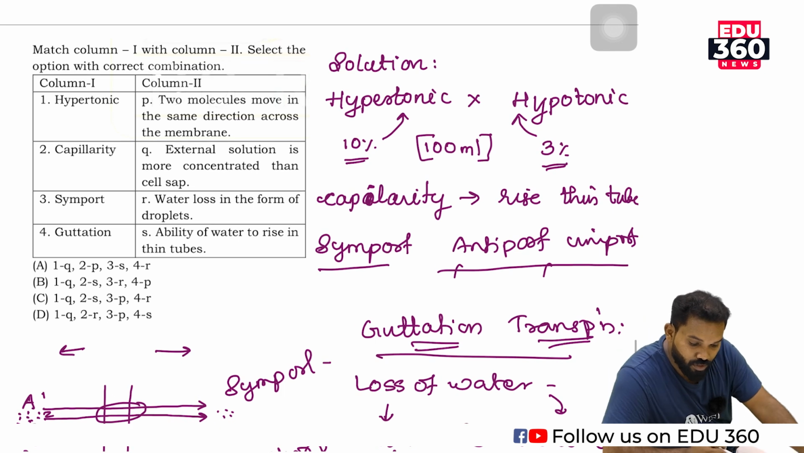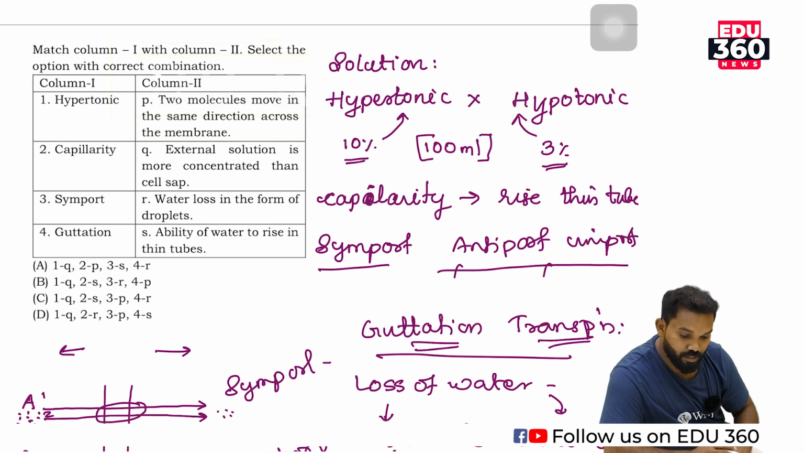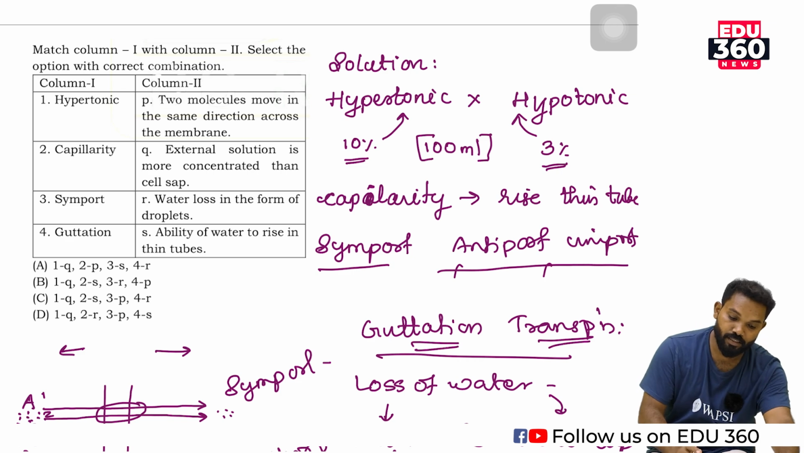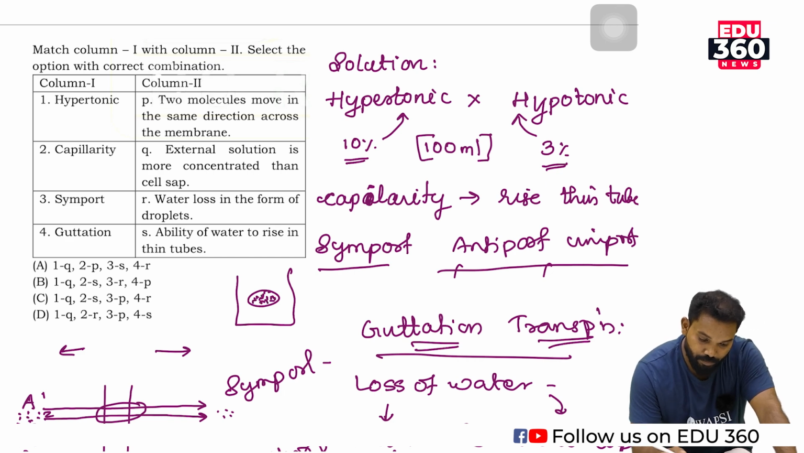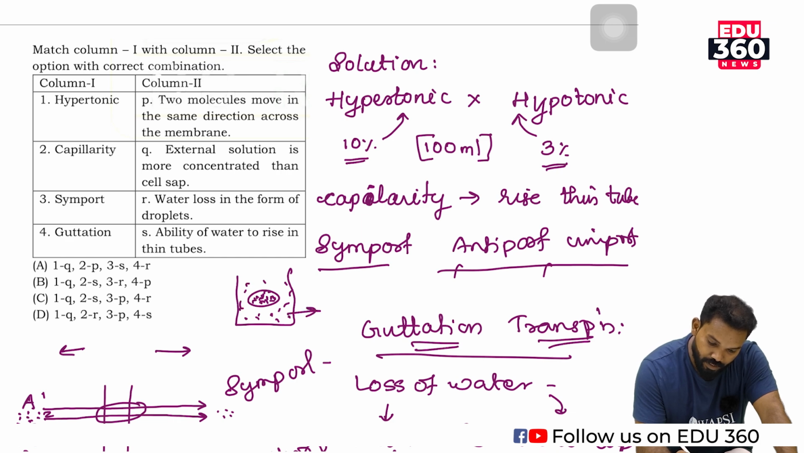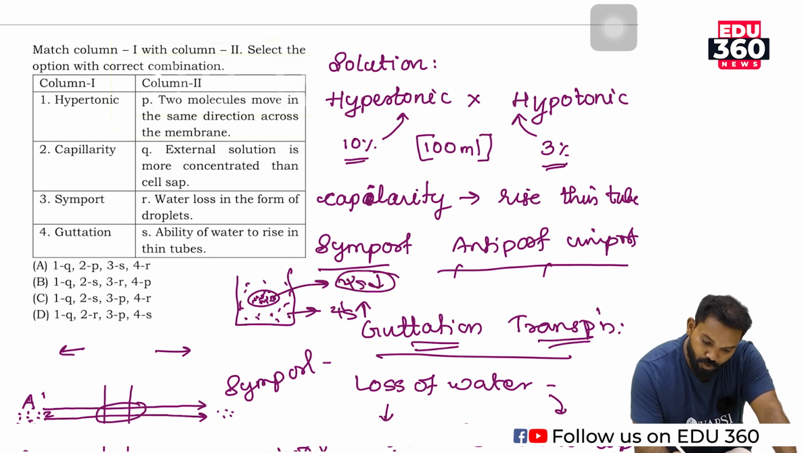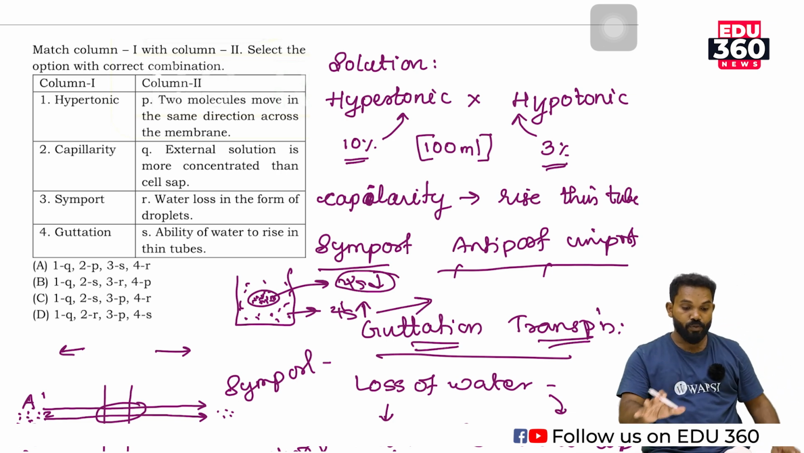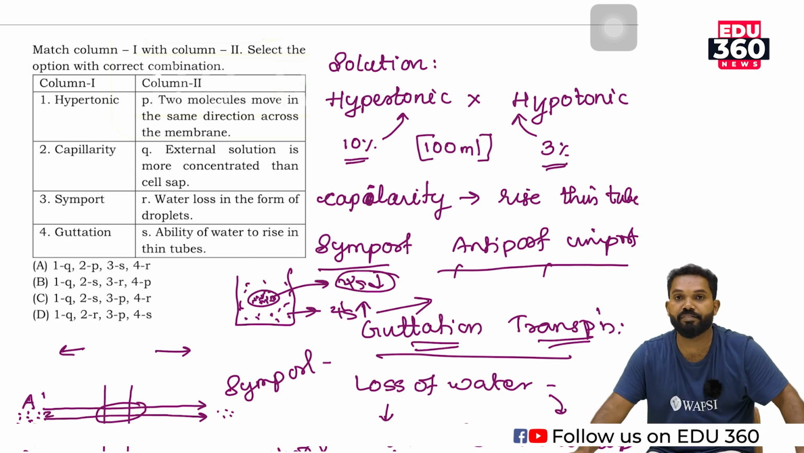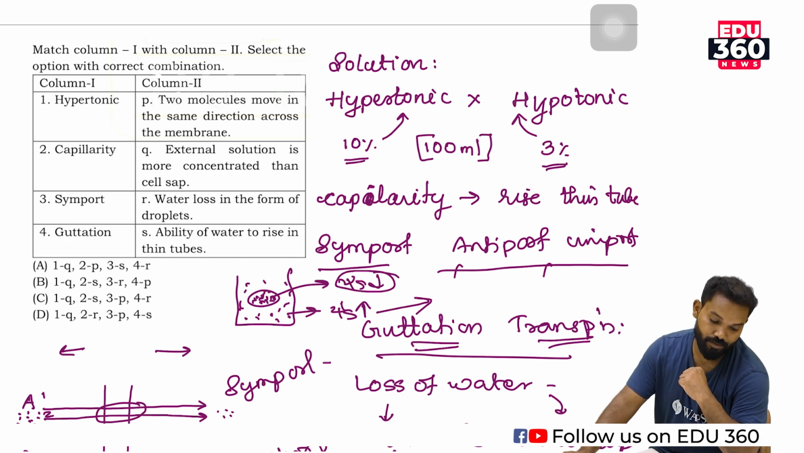Then match column 1 with column 2. Hypertonic solution: if the external solution is more concentrated than the cell sap, with the cell containing cell sap and the outer solution being more concentrated, then the outer solution has a very low solute potential and is known as hypertonic.